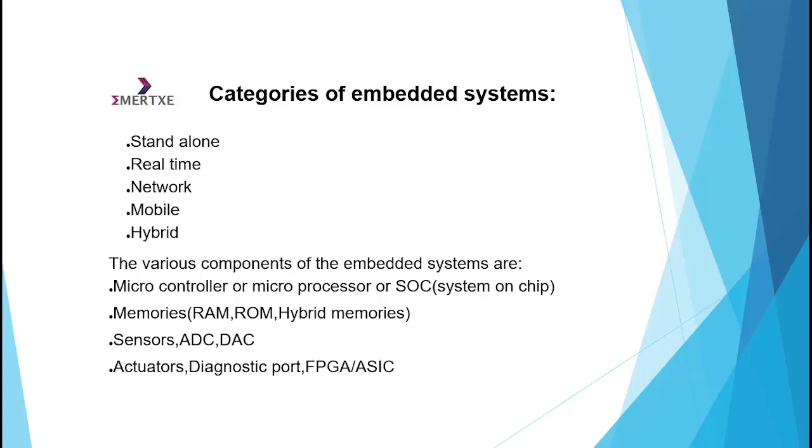Next, sensors. The output of a sensor is analog or digital. Here we are using ADC and DAC converters. The ADC converter is used to convert analog signals to digital signals, and the DAC converter is used to convert digital signals to analog signals. Next, actuators, diagnostic port, FPGA and ASIC. FPGA and ASIC are the additional ICs.